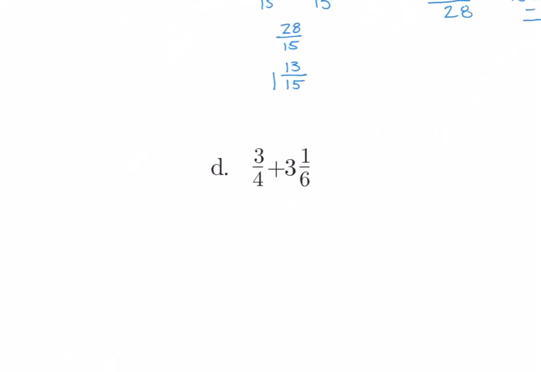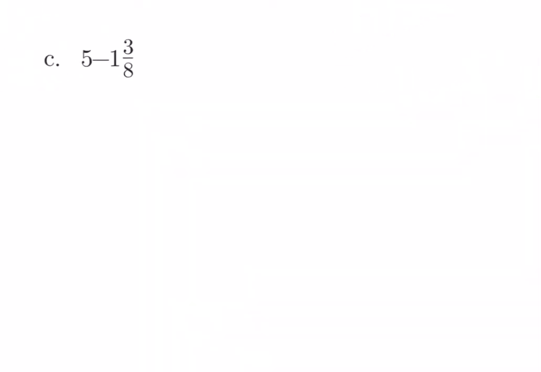All right, a couple more. Let's look at example C. We start with our estimate. There's no fraction attached to 5, so we're just going to leave it at 5. 3/8 is less than 1/2, so we're going to round down to 1. And 5 minus 1 is 4.